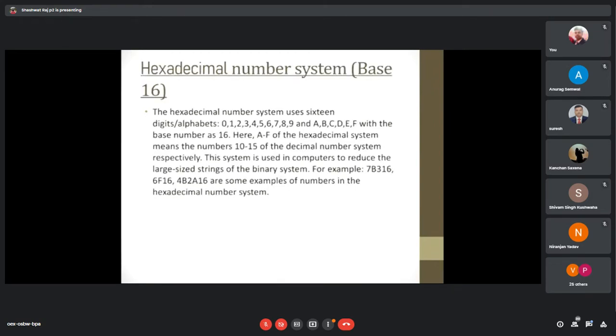The hexadecimal number system uses 16 digits. There are also alphabets included: 0, 1, 2, 3, 4, 5, 6, 7, 8, 9, and subsequent digits which are represented by alphabets A, B, C, D, E, F. Here A to F in the hexadecimal number system means the numbers 10 to 15 of the decimal number system respectively. This system is used in computers to reduce the large size strings of the binary system.